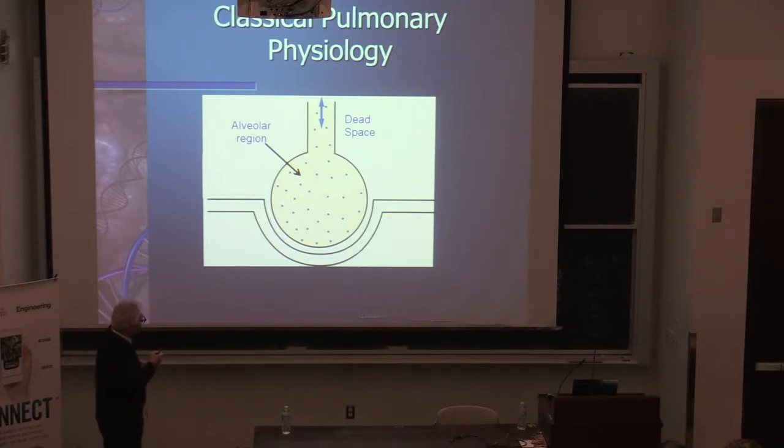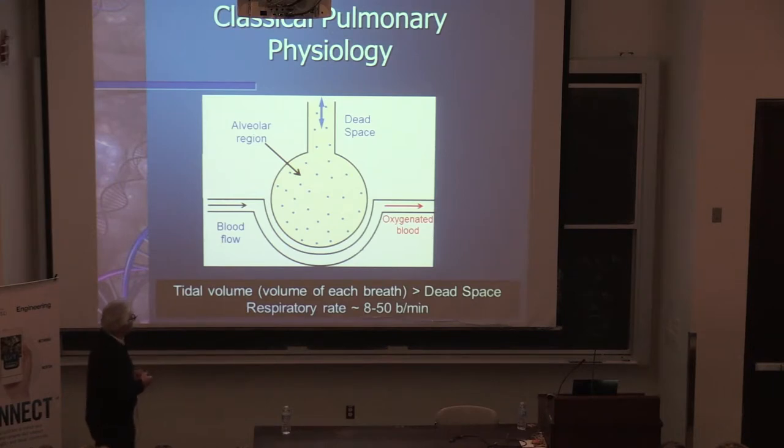Well, there's some blood, but there isn't very much gas exchange that takes place. To get adequate gas exchange, what you have to do is get oxygen into this alveolar region. The blood flows by this region and gets oxygenated, and that turns it into red blood. But the important thing here is that there's something called the tidal volume. That's the size of each breath.